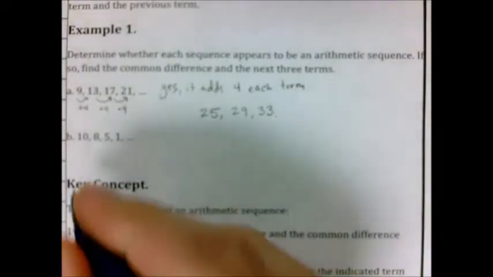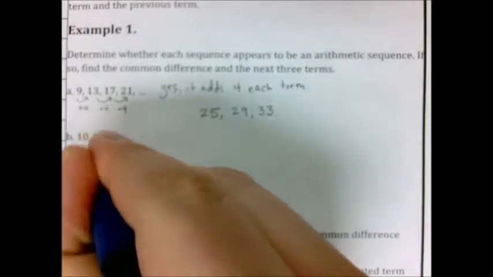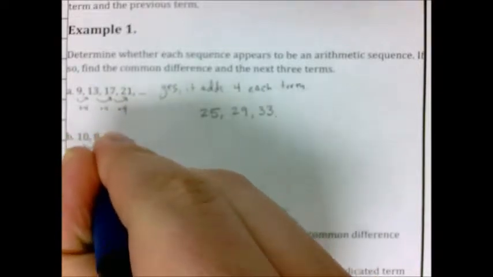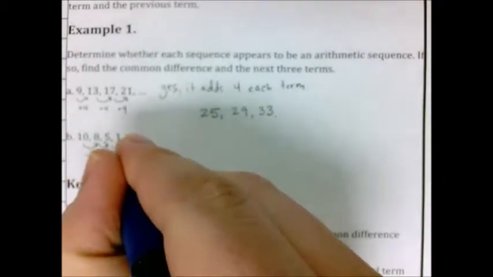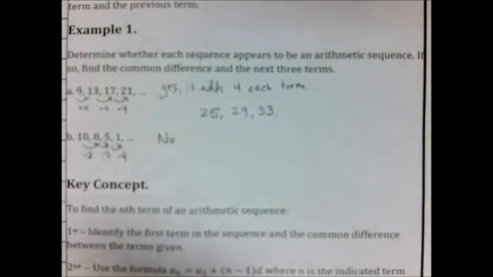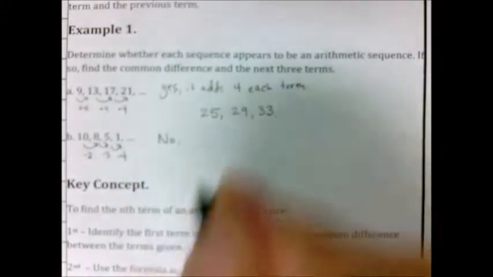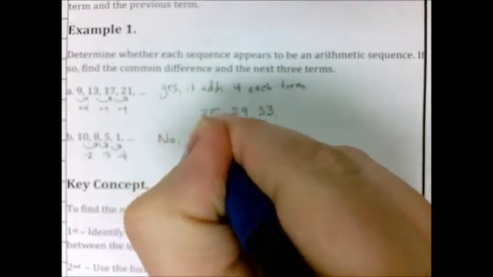Let's do B here. It's the same type of thing. From 10 to 8, we're subtracting 2. From 8 to 5, we're subtracting 3, and we can already tell there's a difference. And from 5 to 1, we're subtracting 4. So this is not an arithmetic sequence, because there is no common difference.